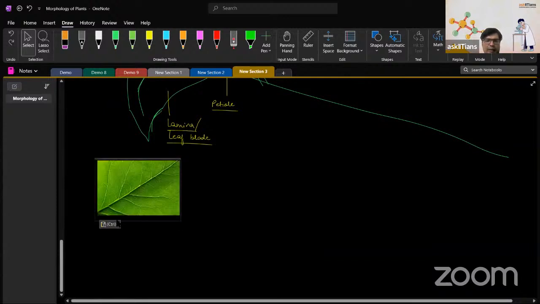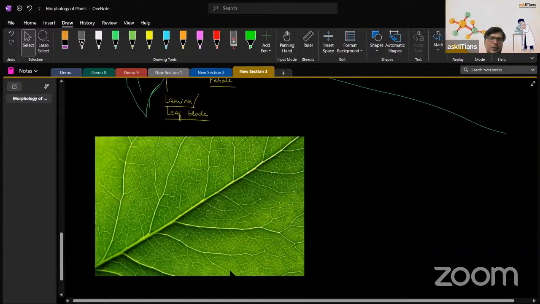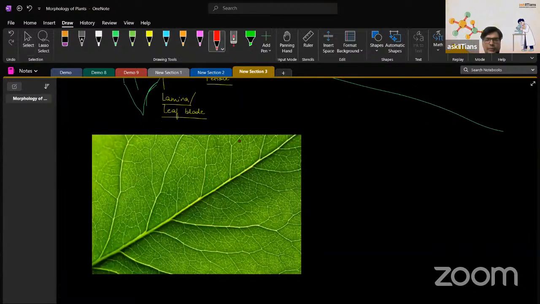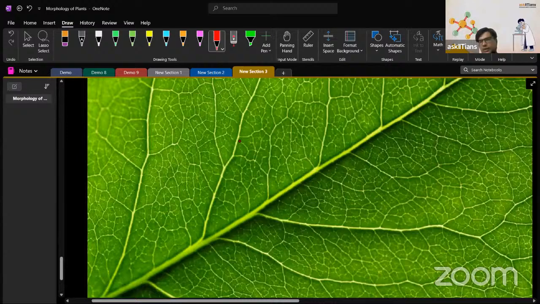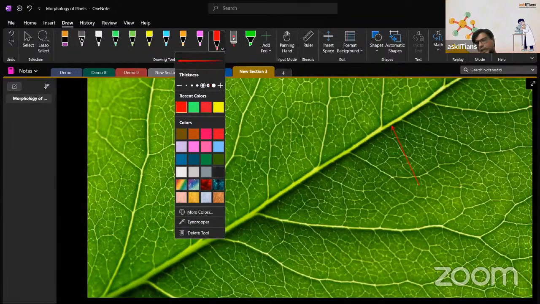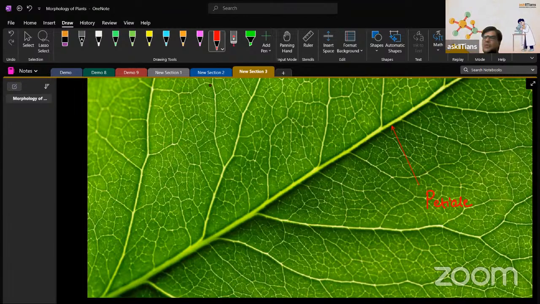So I was talking about the veins, if you guys remember. Basically, this is the lamina, the leaf blade. It is not complete, I know that. But if you see, this is the petiole. Let's zoom in. This is the petiole, a long, thin, flexible structure that attaches the leaf to the leaf base, which is attached to the branch or the stem.